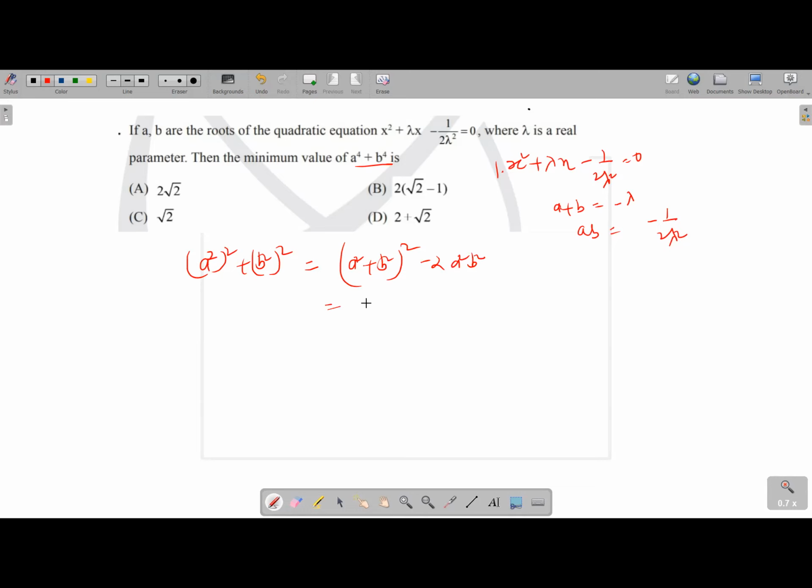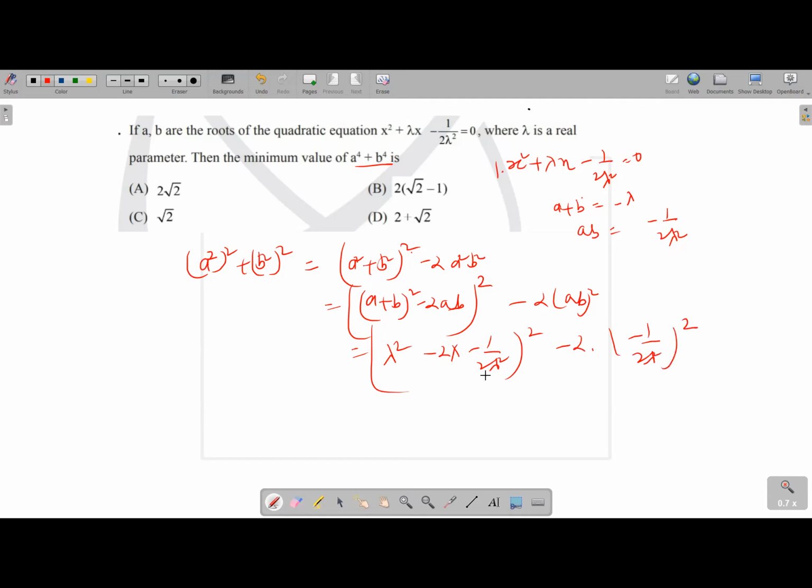Again, you have to write a square plus b square as a plus b whole square minus 2ab, and this square will be here minus 2ab whole square. Just put this value. So a plus b is minus lambda. Square of that, lambda square. Minus 2 into a into b is minus 1 by 2 lambda square whole square. Minus 2 into minus 1 by 2 lambda square whole square. Minus minus plus 2 gone. So this is lambda square plus 1 by lambda square whole square minus this is 1 upon 4. So 1, 2 will cancel, 2 lambda 4.